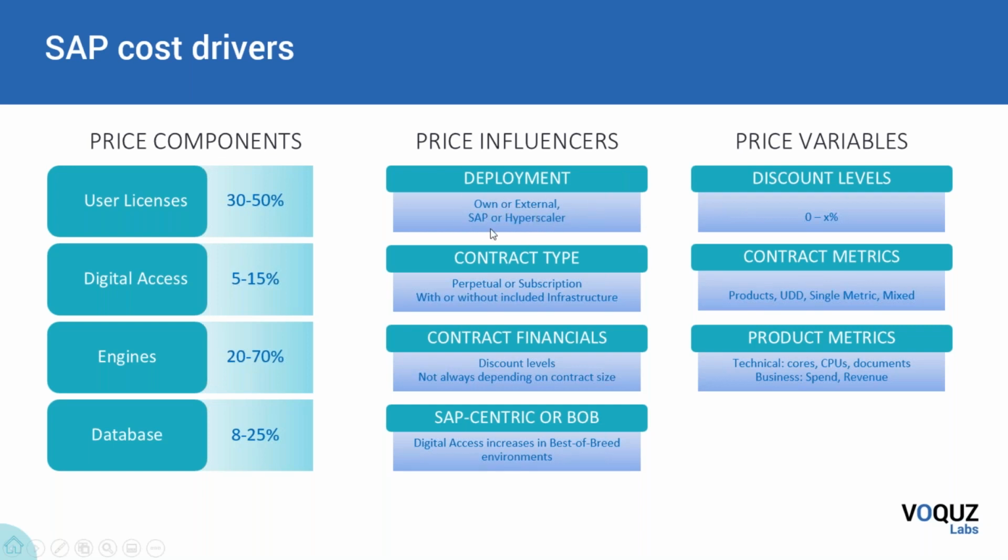So what does your deployment look like? And this does have a significant influence on your price, because there are variations in terms of the contract that determine the licensing, the digital access, the engines, etc., and the database usage that is determined by the deployment structure that you have. And then you have the contract type, whether you've purchased a perpetual license or a subscription license with or without included infrastructure, whether you pay various different prices in terms of your maintenance costs, etc.